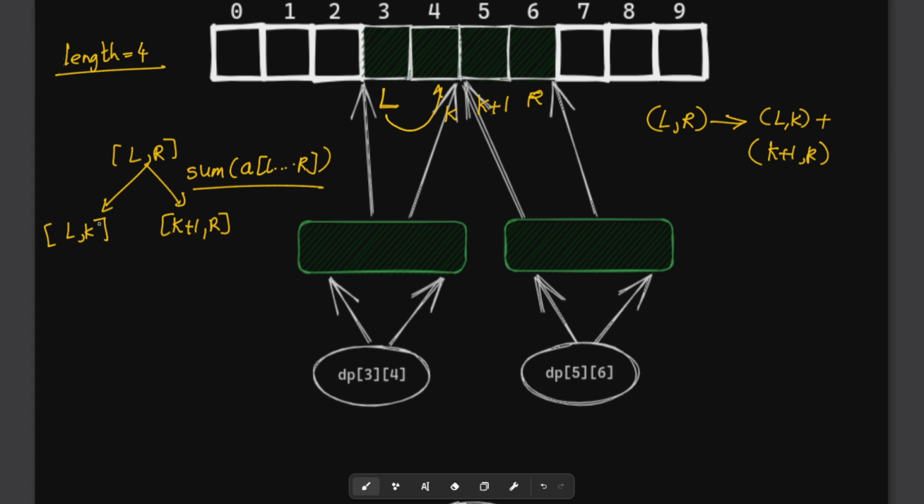And the best possible answer for this would be computed recursively from this function. So to know the answer for L and R, we will ask what is the best answer for L to K plus the answer for K plus 1 to R, and the cost is the sum of the ranges that we are combining. So this is the main idea.